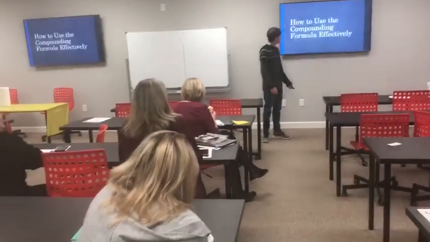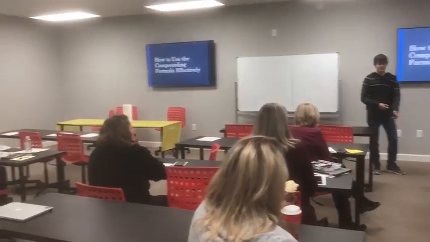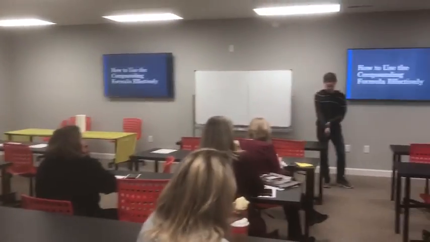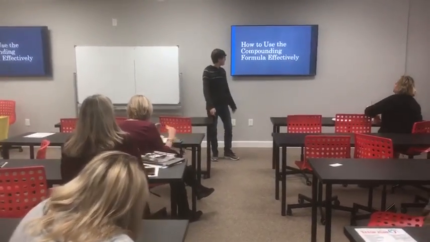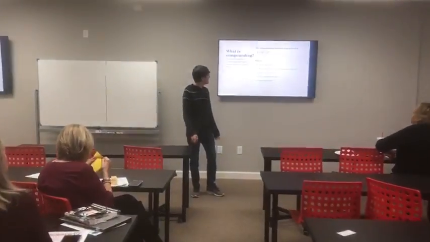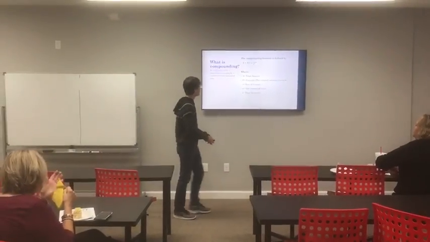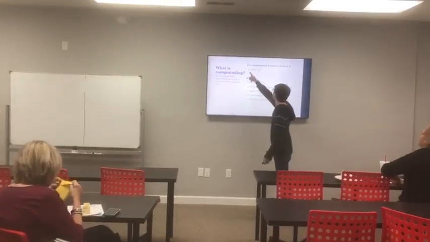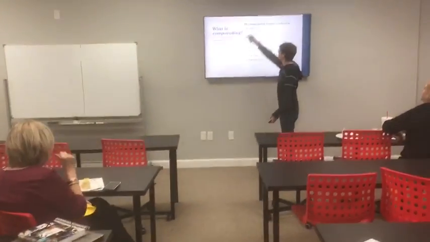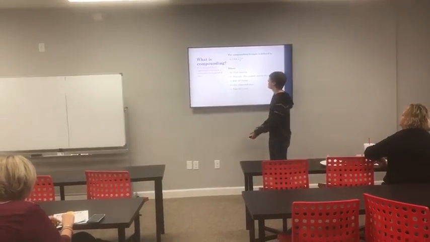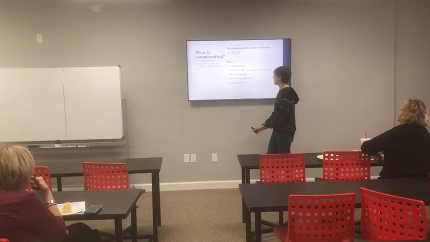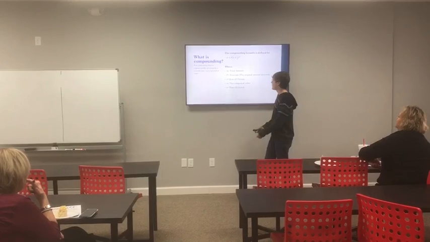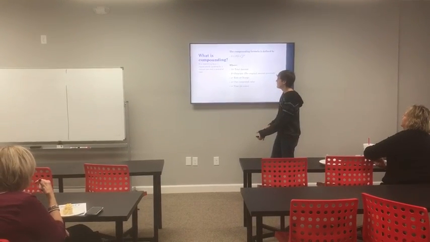Awesome! Good, okay. So today I will teach you guys about how to find interest rates, or more generally known as how to use the compounding formula effectively. Okay, so the compounding formula is A, which is the total amount, is equal to the principal times 1 plus the rate divided by the compound value, raised to the compound value times time.